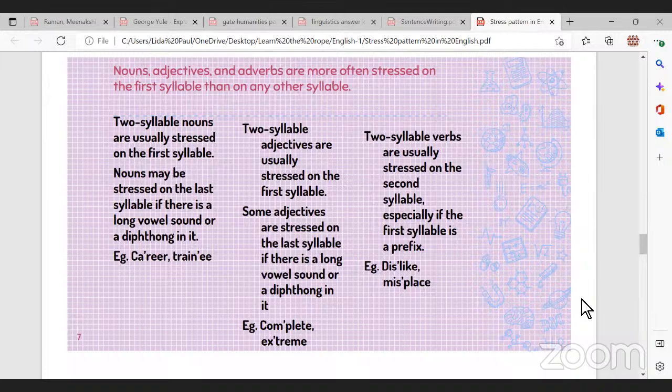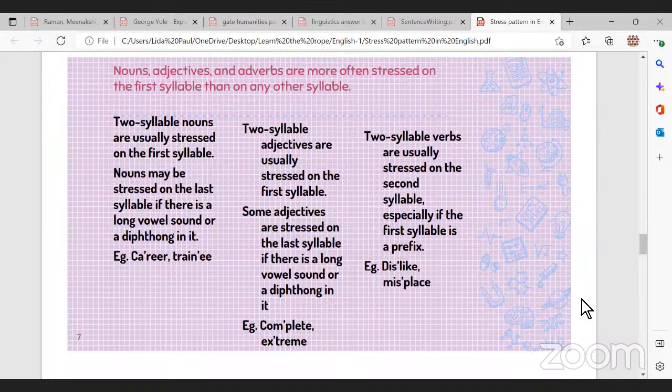2-syllable verbs, what happens to them? Always the stress falls on the second syllable, especially if the first syllable is a prefix. See, the example that we were talking about, unpack, right? The stress was not on un, the stress was taken on the second syllable pack, right? So always the stress is on the second syllable for verb as opposed to the noun and adjectives. Especially if it has a prefix with it, then the stress is always on the second syllable. The example we looked at was unpack. Then you have another 2 examples here, misplace, dislike. Both cases, the stress is marked on the second syllable.